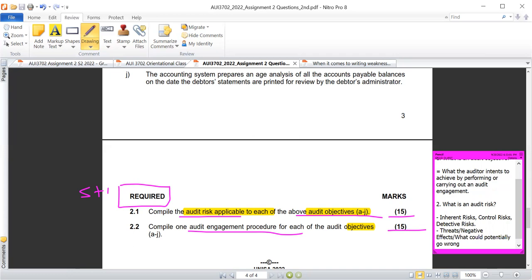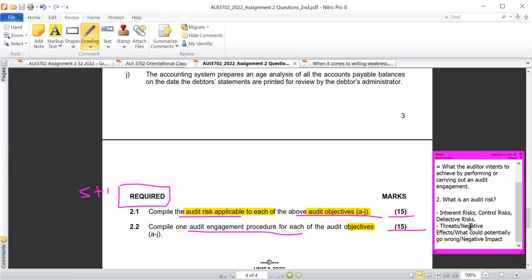In the organization, you're thinking of the impact, but from a negative perspective, negative impact to the business operations. So that's what a risk is, guys. It can be anything that is a threat to the business, a negative effect to the business if they are not doing things right. It could be what could potentially go wrong.